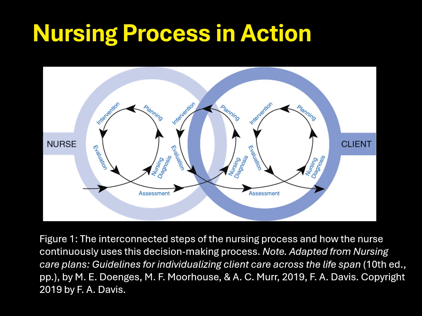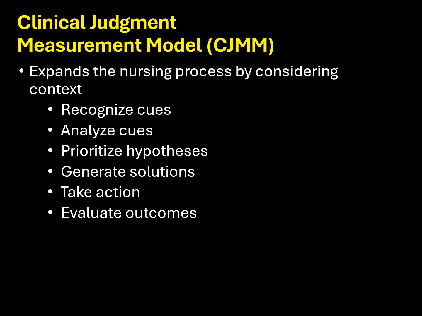Here we have a figure that just shows how interactive the nursing process is when it's in action. The Clinical Judgment Measurement Model, or CJMM, expands the traditional nursing process by adding more detail about how nurses make decisions. It emphasizes that patient care is always in context, meaning that each situation is unique and requires flexible thinking.